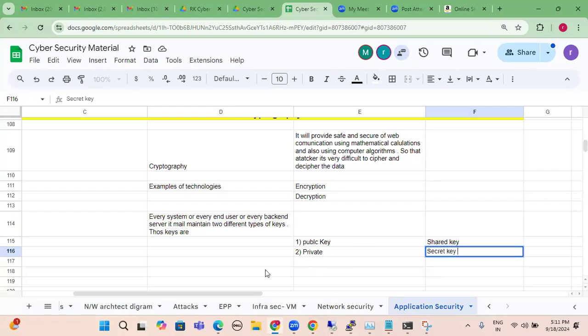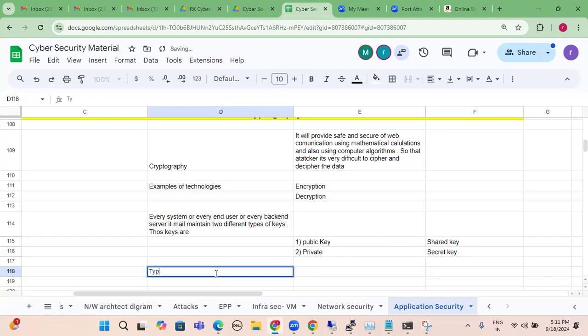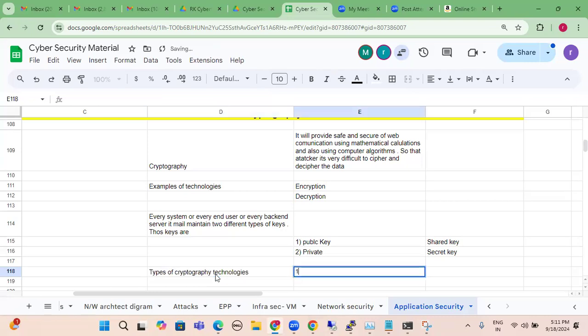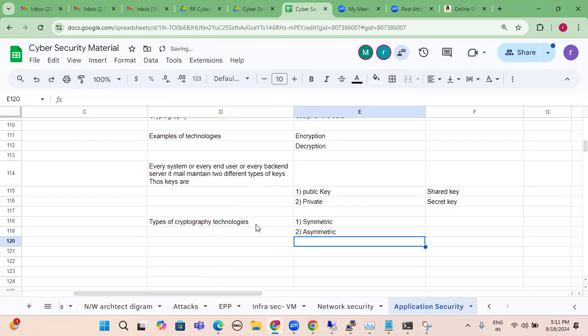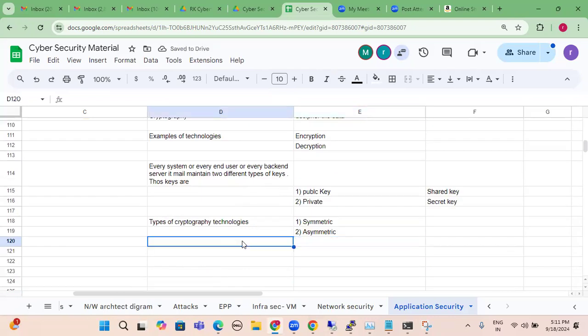That is a part of hybrid cryptography. Now, types of cryptography technologies. There are two types. One is symmetric. The second one is asymmetric. What is symmetric and what is asymmetric? Now we can discuss these two, and later we can compare them. What is meant by symmetric and asymmetric, and additionally we can see the algorithms also.